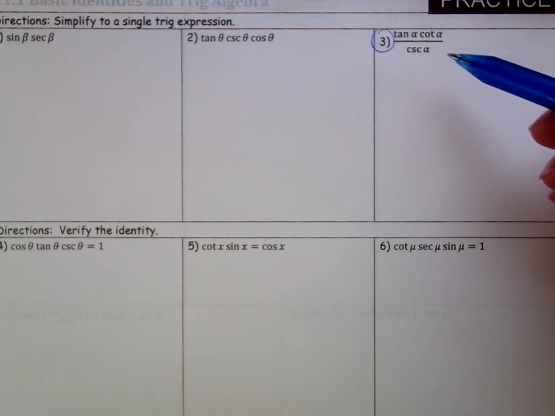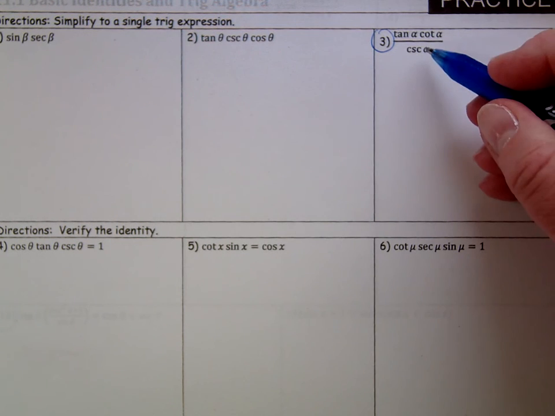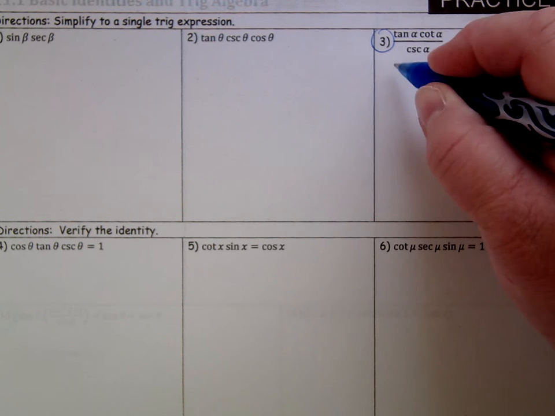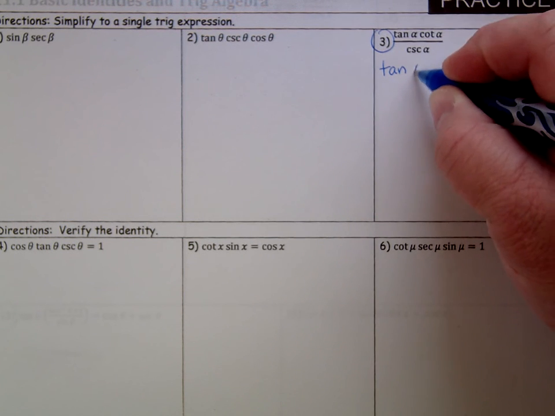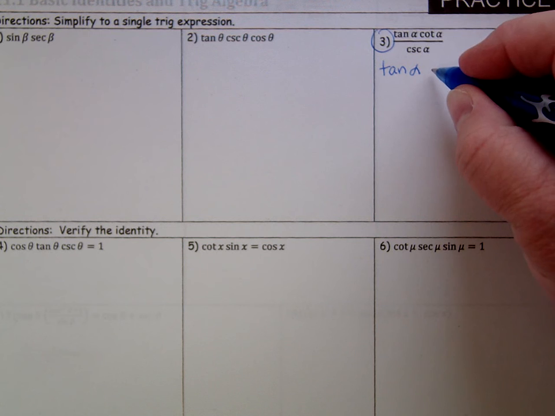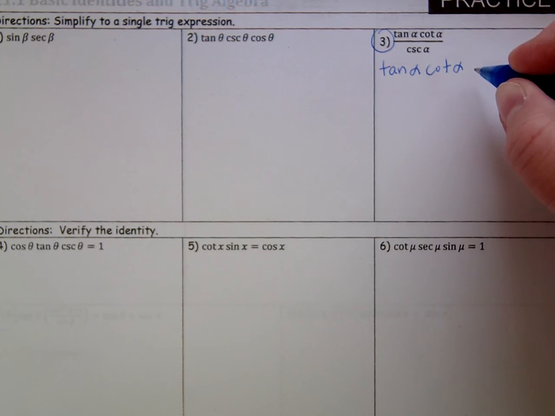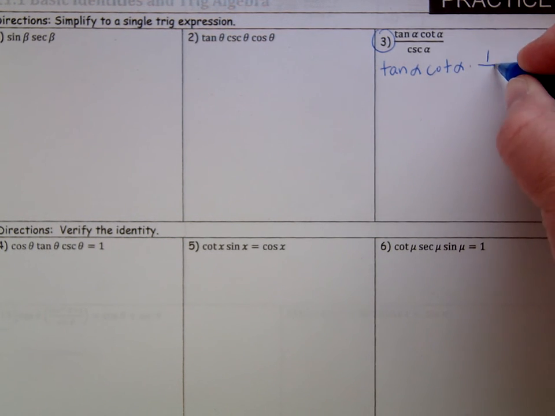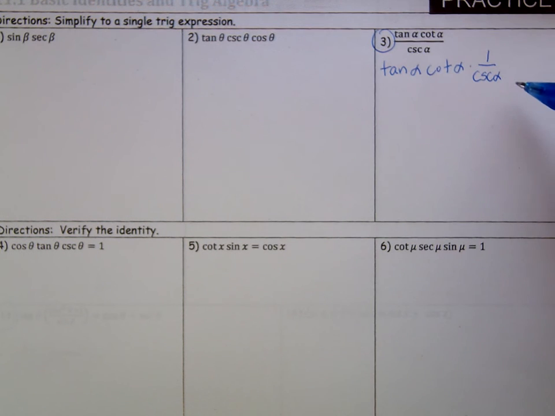But at this point, number 3 is the first one I want to do with you. I want to break this up first so that I have each trig function in its own separate place. So this will be the tangent of alpha, times the cotangent of alpha, and then times 1 over cosecant of alpha. See how the cosecant's in the denominator? So I want to say that.